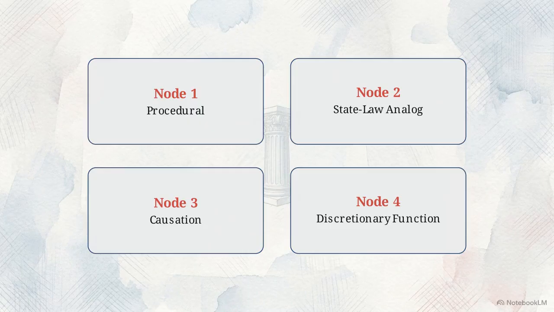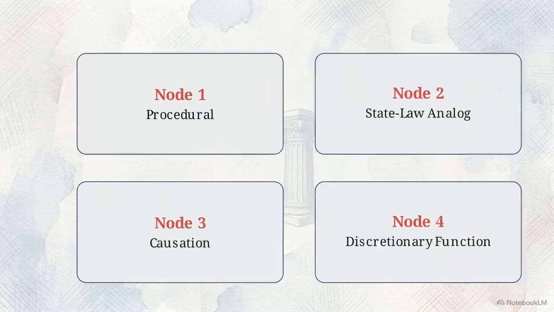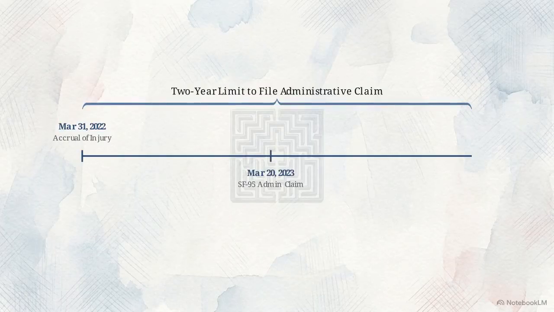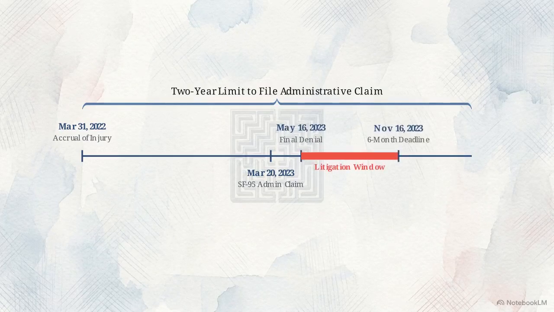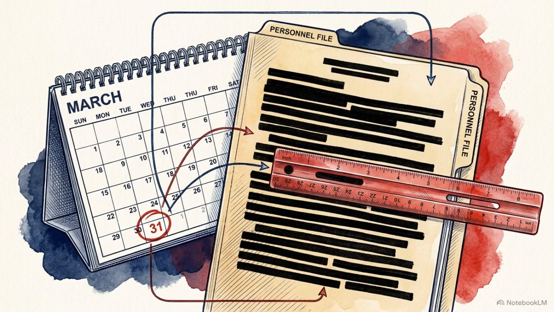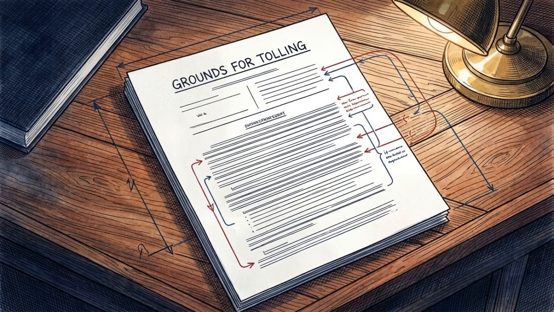This logic map identifies the 4 nodes a complaint must clear to survive a government motion to dismiss. Node 1 involves the strict exhaustion of administrative remedies and the adherence to statutory time limits. Bennett was terminated in March 2022, and the FTCA mandates that an administrative claim be filed within 2 years of the injury. To address the statute of limitations, the complaint invokes the Kubrick discovery rule.